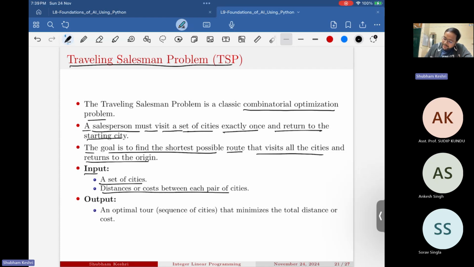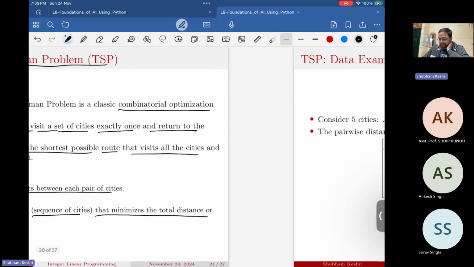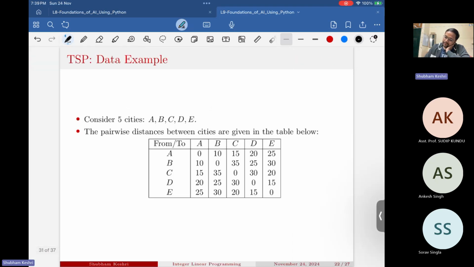A salesperson must visit a set of cities exactly once and return to the starting city. The goal is to find the shortest possible route that visits all the cities and returns to the origin. Input is the set of cities and the distance or cost. It can be cost, distance, time, anything, which we have to minimize. And output is an optimal tour, a sequence of cities that minimizes the total distance or cost. Okay. This is an example problem where there are 5 cities, and this table represents the matrix specifying the distance from one city to the other. So if I say this, it means distance from city C to city D, which is 30. Okay. So this is the data we have.